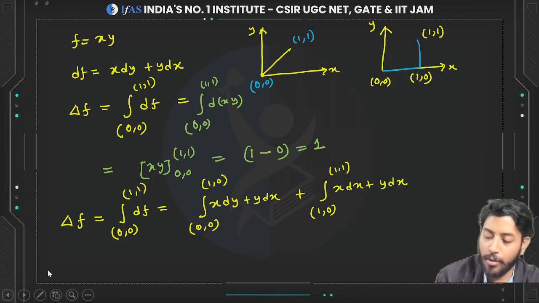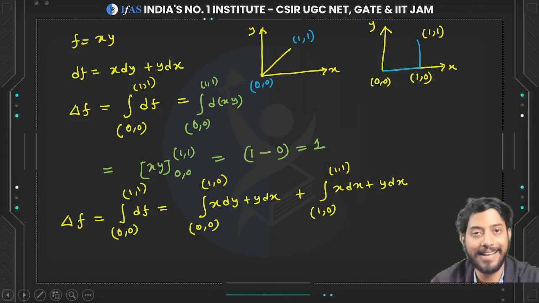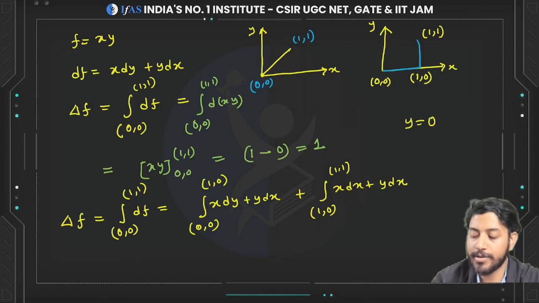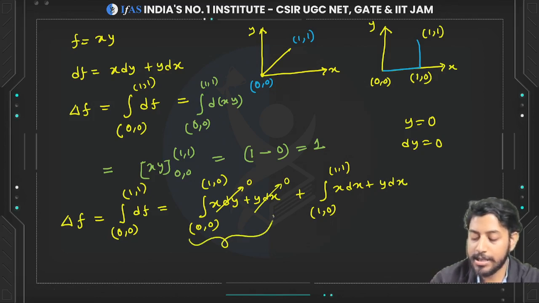Now please have a close observation. Along the path (0,0) to (1,0), the y is kept constant at 0. y is equal to 0. If y equal to 0, then dy equal to 0. So if dy equal to 0, the first term vanishes. If y equal to 0, the second term also vanishes. Very good. So this integration gives you 0 result.